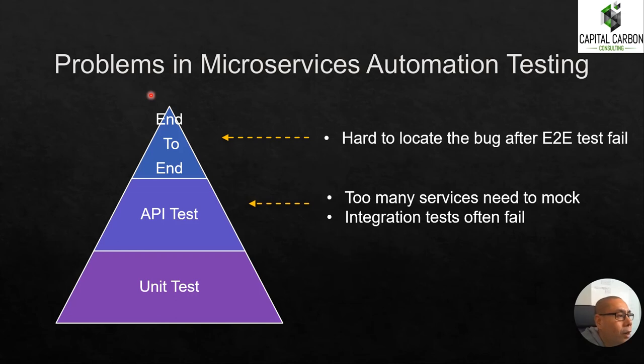Basically, if you have more than 20 microservices, you will feel this triangle won't work. Two problems. One problem is about the mock. Here, too many services need to mock, and the integration tests often fail.